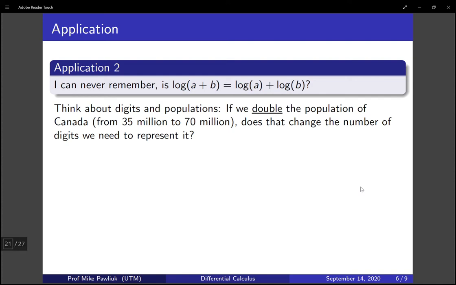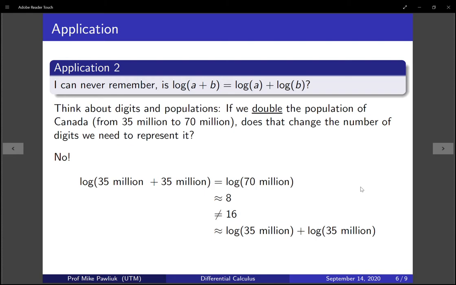And let's think about digits and populations. If we double the population of Canada from 35 million to 70 million, does that change the number of digits we need to represent it? Well, no. Because log of 35 million plus 35 million is log of 70 million, and that's still around 8 digits. But if you added them up separately, so if you tried to add up log of 35 million and log of 35 million, that would be 8 plus 8 is 16. So if you add before taking log, that doesn't amount to doubling log on the outside. So in general, these things are not equal.